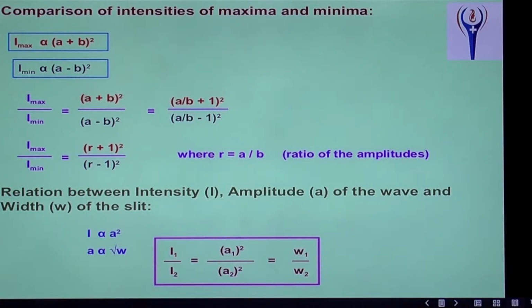So this is the comparison of intensities of maxima and minima. Maxima is increased intensity, that is called constructive interference. Minima is decrease in intensity, destructive interference. Noted? So in theory, a question may be asked to compare the intensity with amplitude or width.